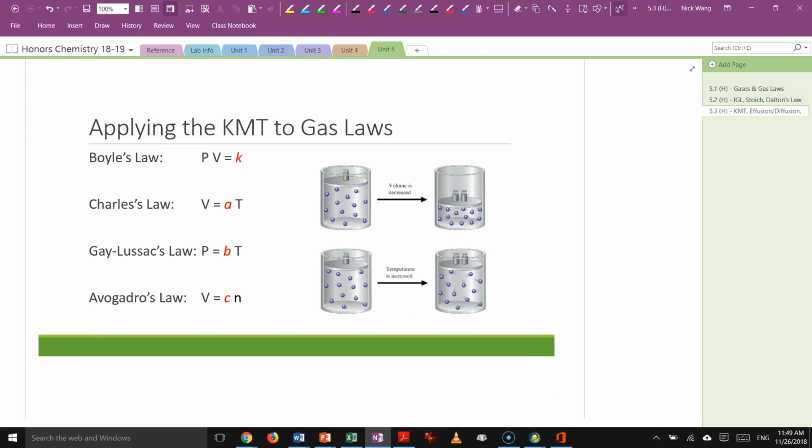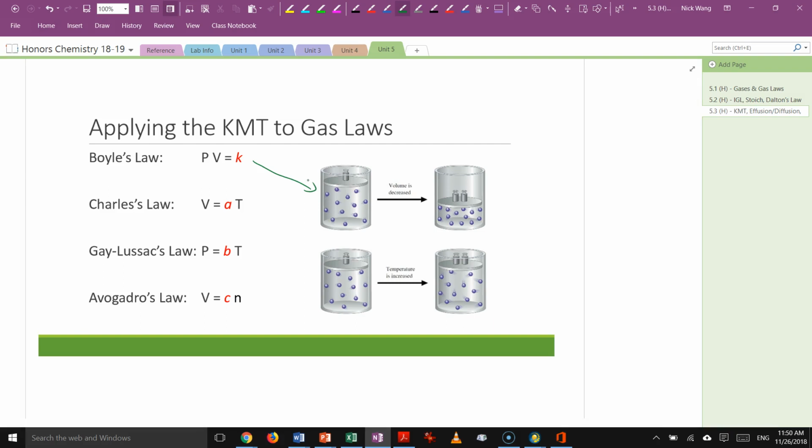Now, applying the kinetic molecular theory to gas laws is a little bit more involved, and this is where the intuition needs to be formalized into some language. So let's talk about the Boyle's law relationship here. This is going to be a visual that represents Boyle's law. What happens here is that we're changing volume, and therefore the pressure will change as a result.